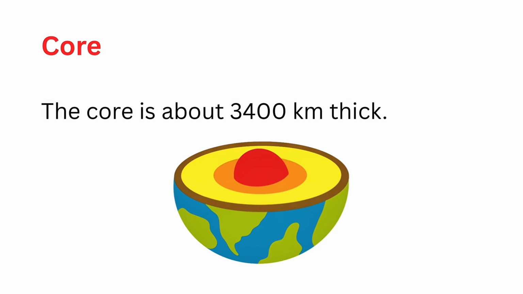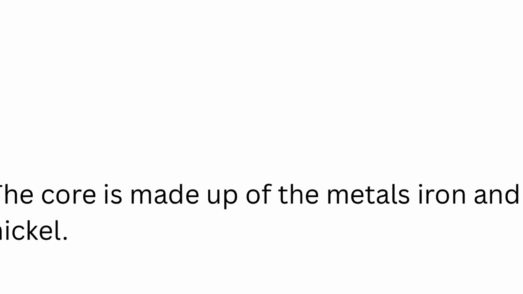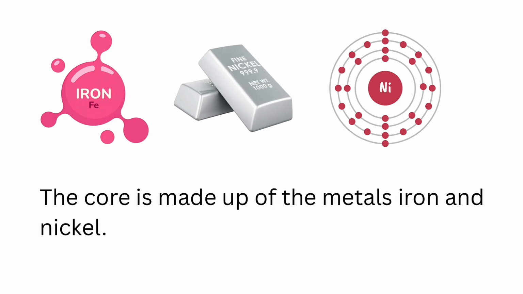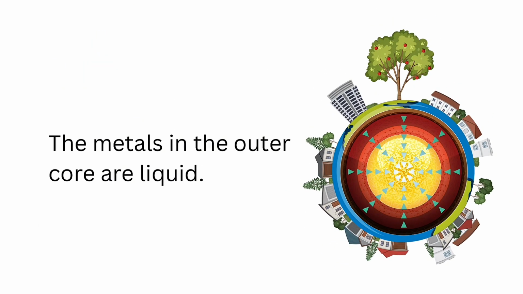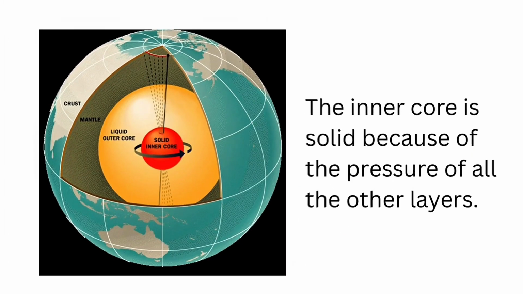Core. The core is about 3,400 kilometers thick. The core is made up of the metals iron and nickel. The metals in the outer core are liquid. The inner core is solid because of the pressure of all the other layers.